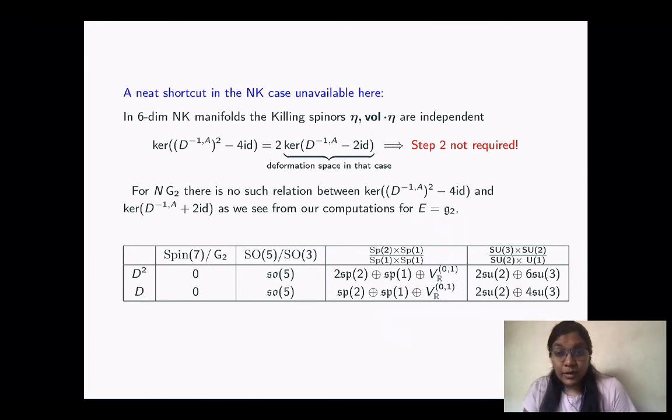Okay, so this was for nearly Kähler. For nearly G2, however, we do not know of any such relation, and it's very evident from this table. This table represents the lambda square eigenspace for the Dirac square and the lambda eigenspace for the Dirac, and from here you can say that there is no relation between the two of them. For some of them it's a proper subspace, for some of them it's exactly the same thing. So there's no such relation, and that's why step 2 is definitely required.